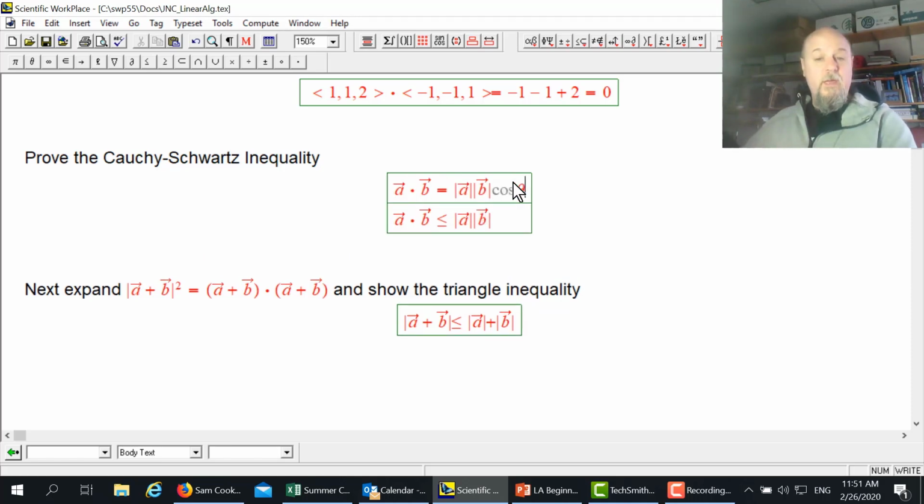This is a true statement. Now the proof kind of makes sense, because the biggest the cosine could ever be is 1. So we're always taking magnitude of A, magnitude of B, multiplying it by a fraction, maybe 1, maybe even negative, and having it equal. So we're always making the A dot B smaller.